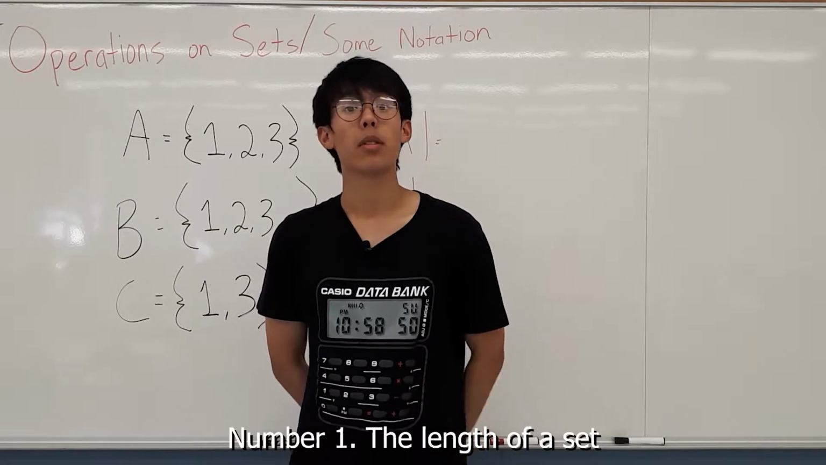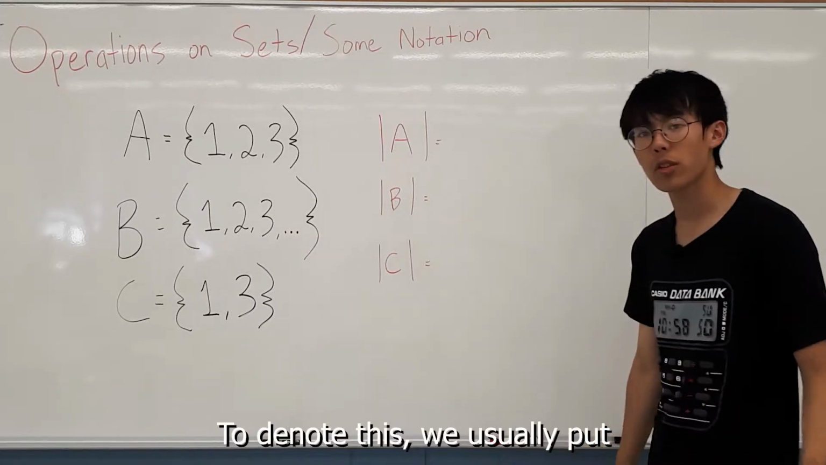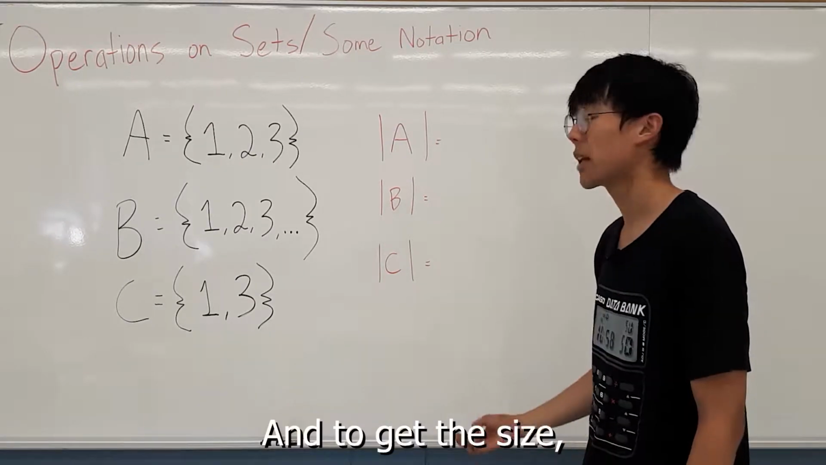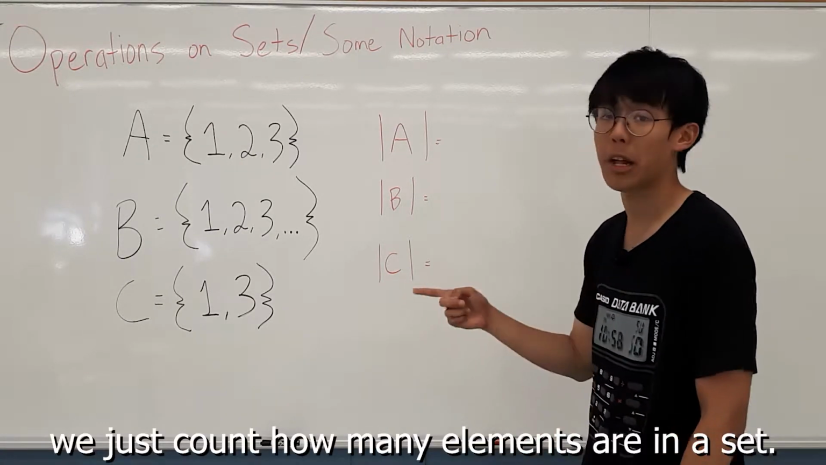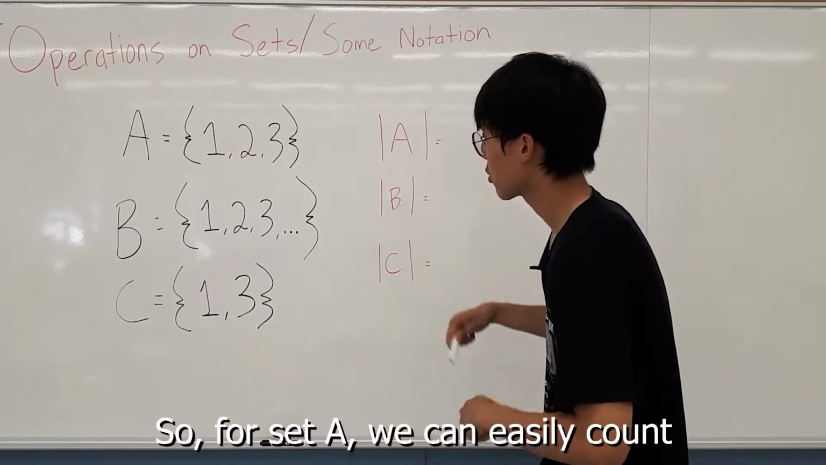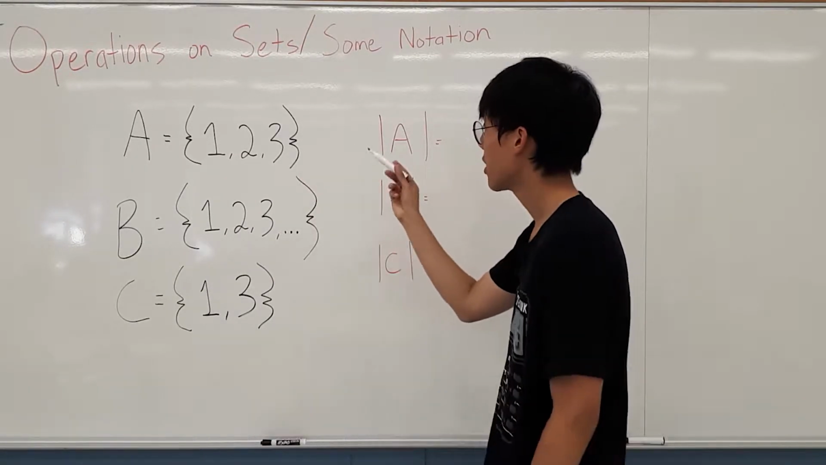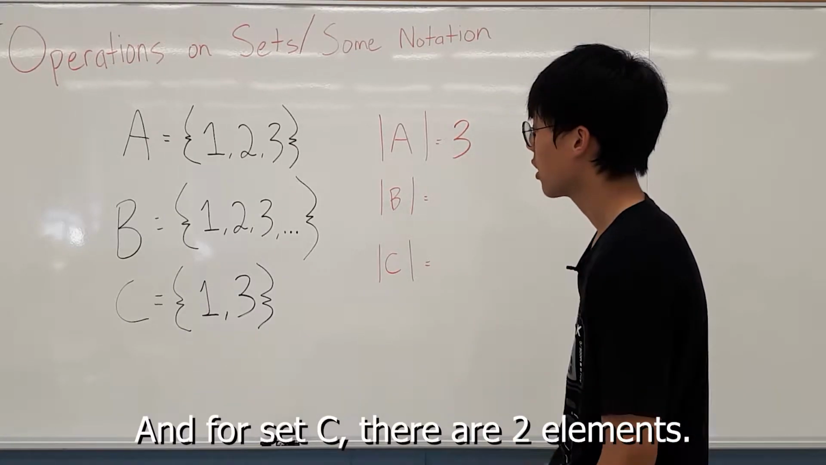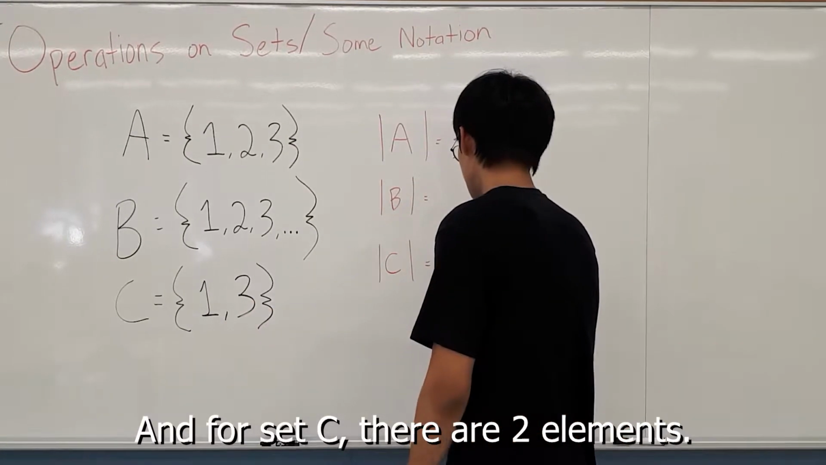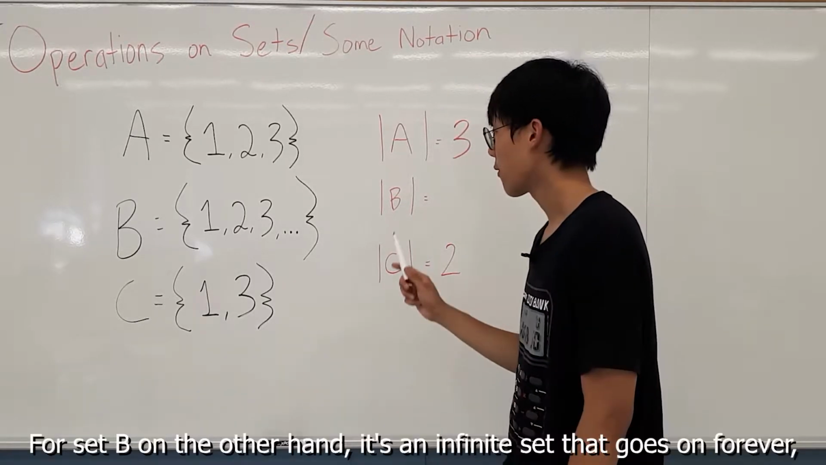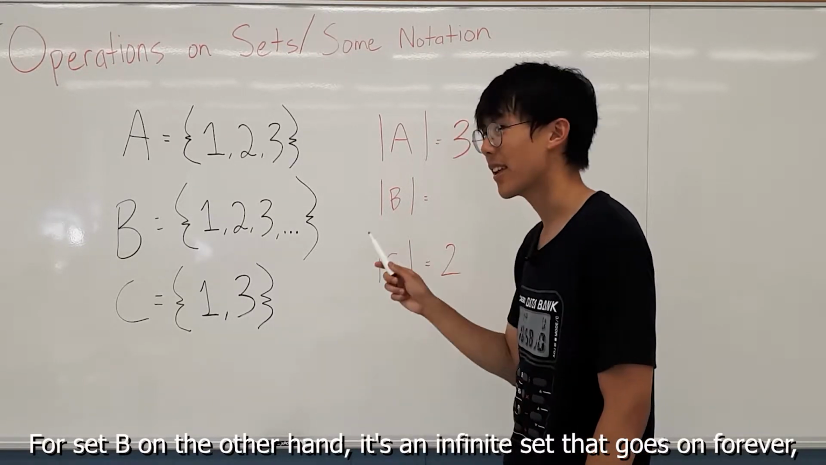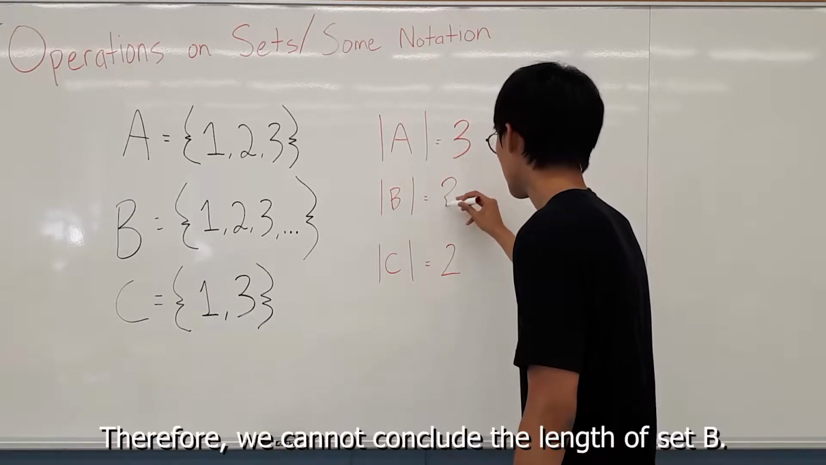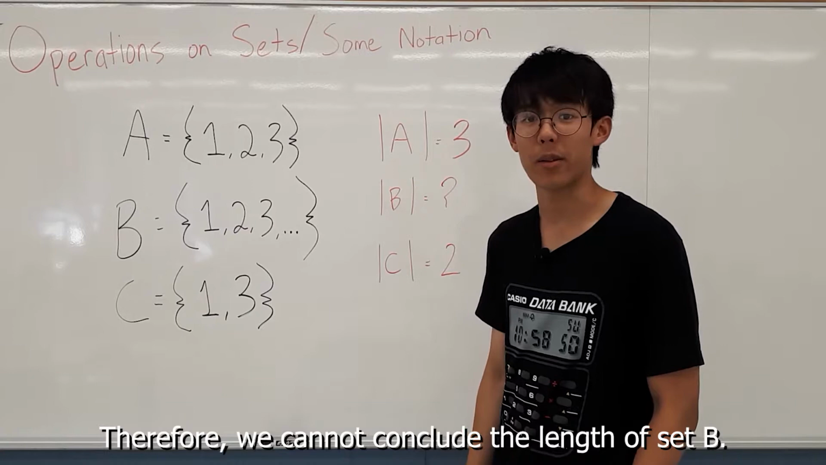Number one, the length of a set. To denote this, we usually put two vertical bars around the name of the set, and to get the size, we just count how many elements are in a set. So for set A, we can easily count that there are 3 elements in the set, and for set C, there are 1, 2 elements in set C. For set B, on the other hand, it's an infinite set that goes on forever, so we don't know what the actual size of set B is. We cannot conclude the length of set B.